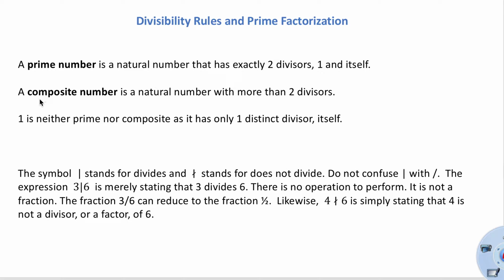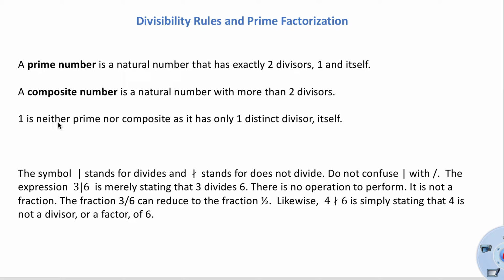A composite number has more than two divisors, like 4. It's divisible by 4, 1, and 2. 6 is not only divisible by 6 and 1, but also 2 and 3. So more than two divisors. Now notice what that means.